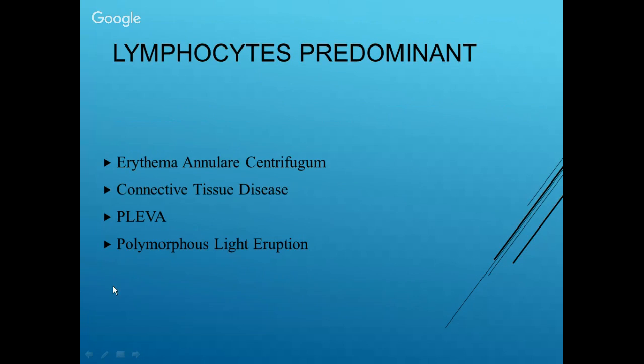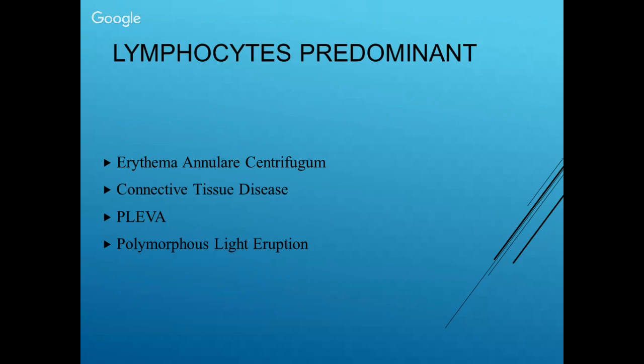If the lymphocytes are predominant, so now you go down, you look at high power, you don't see any eosinophils, but it's completely lymphocytes. So what are the things to think of? Like we already talked about connective tissue disease. Then you have to go at the dermal epidermal junction, look for the vacuolar interface changes. If you see that, well, then I'm dealing with most likely connective tissue disease.